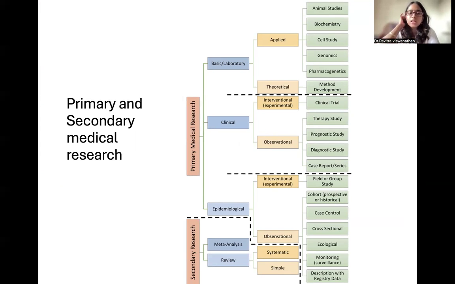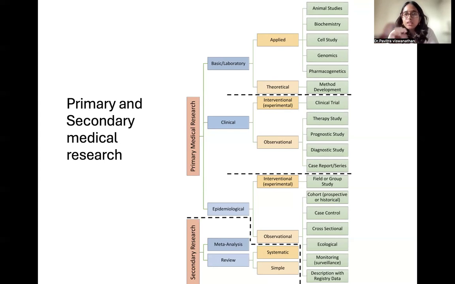So when you look at medical research, there is primary medical research and there is secondary medical research. Secondary medical research, you take everything that is done in primary and you put out another result. So these many studies have been done on the same topic and I am putting everything together and giving you a consolidated report. Okay, so that is secondary research.